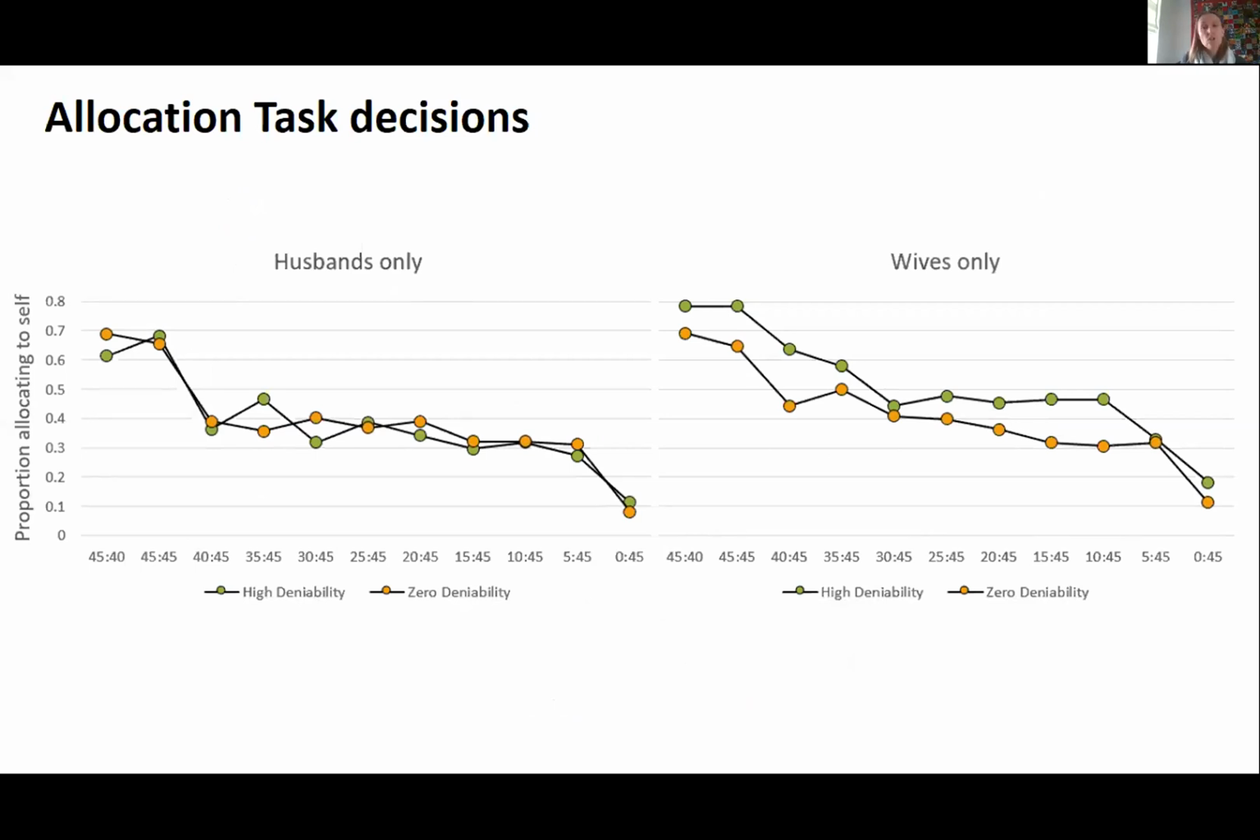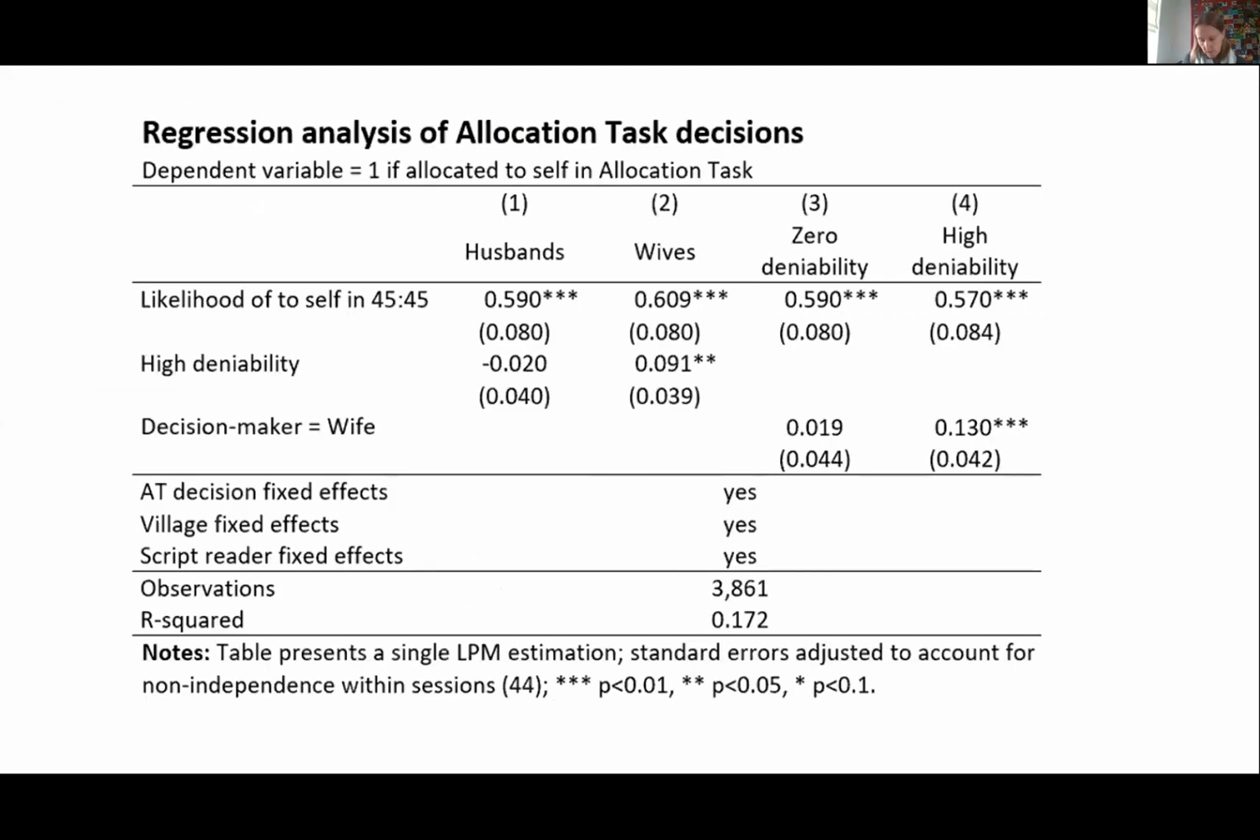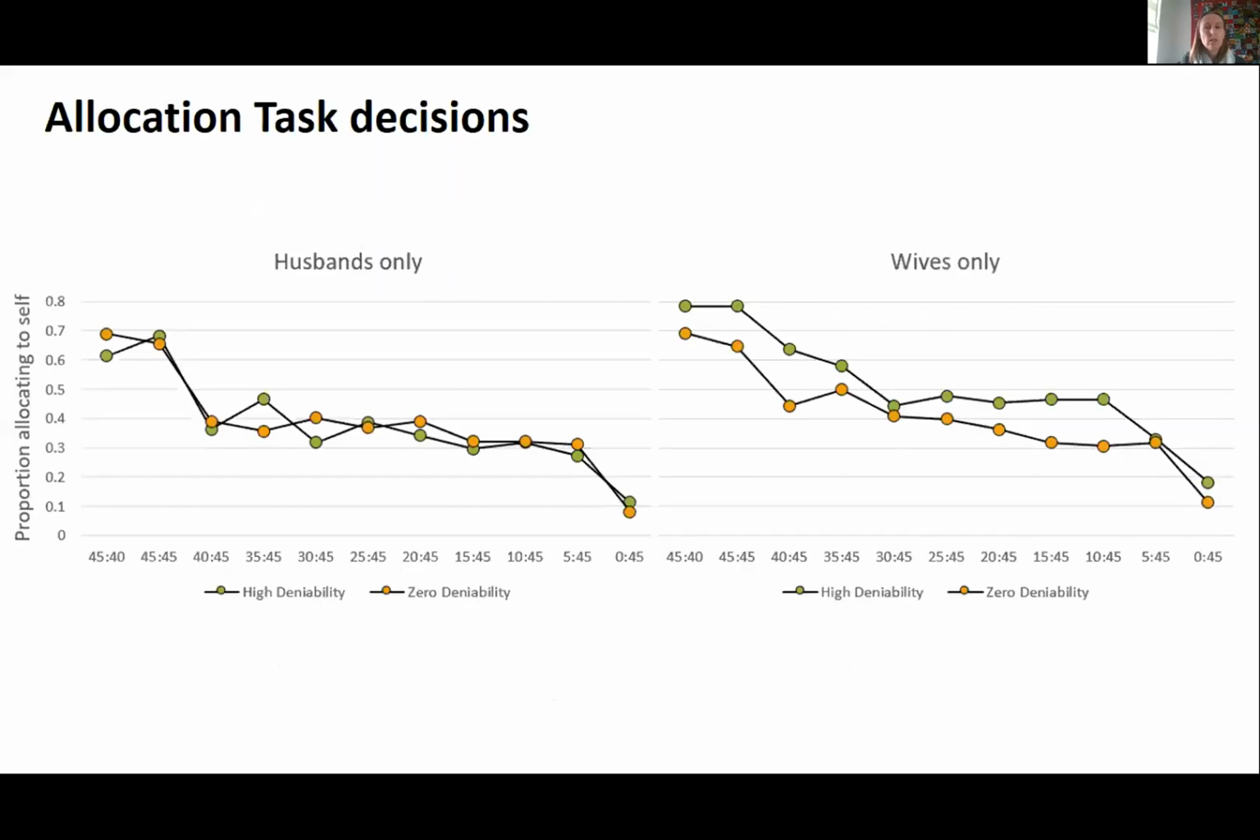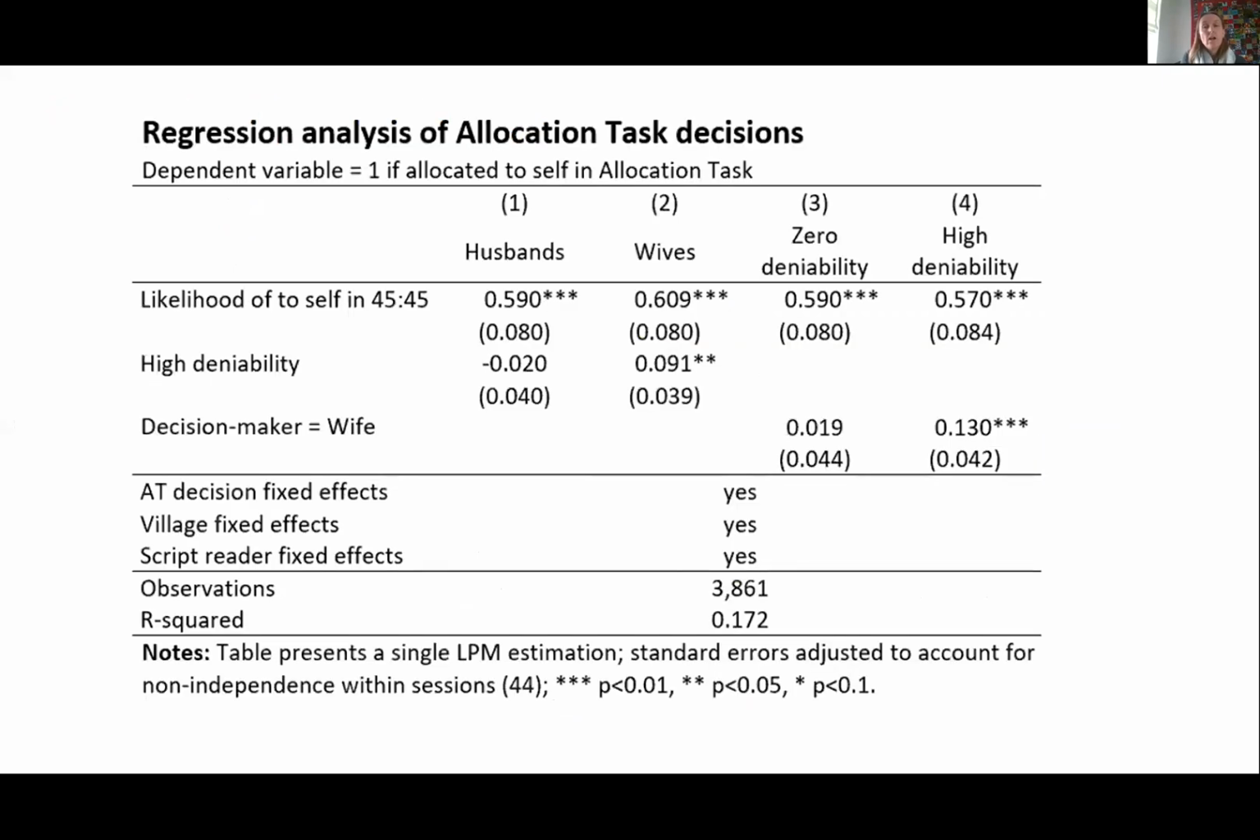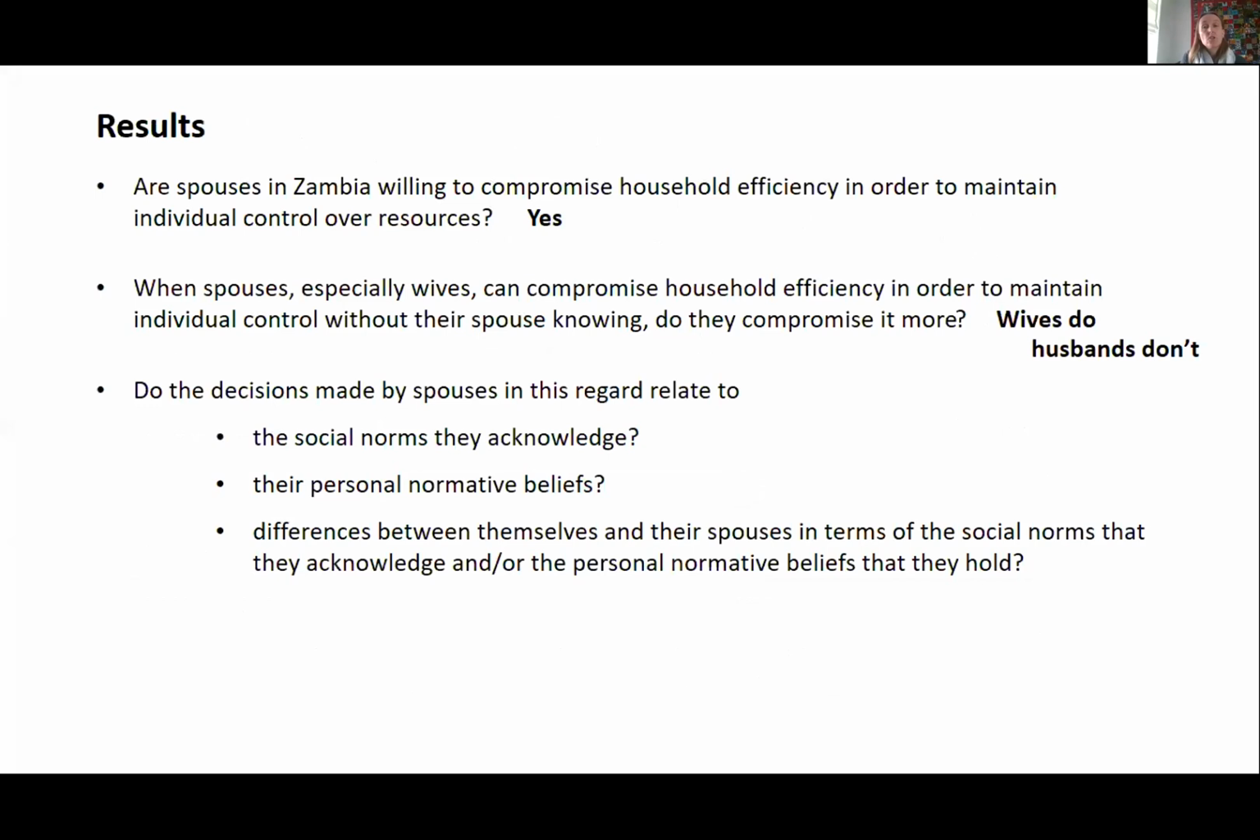And that shows through in our econometric analysis, which I'm not going to go into. Basically, what you see in the graph is significant according to the econometrics. So wives do take advantage of information asymmetries, husbands don't. Now I'm going to move on to the third question.